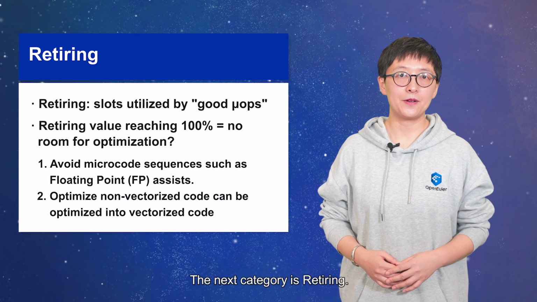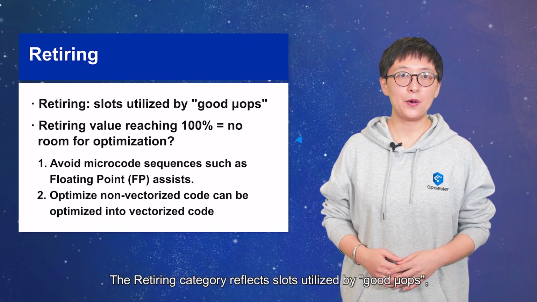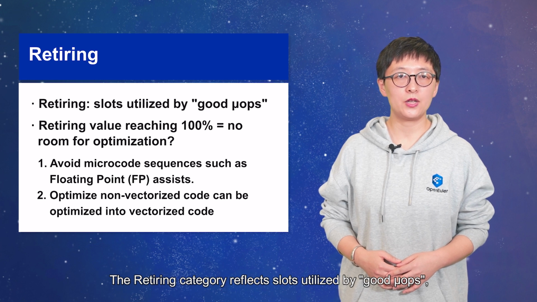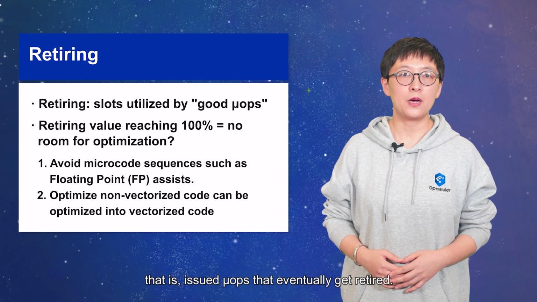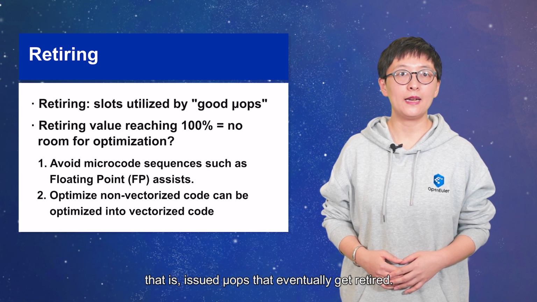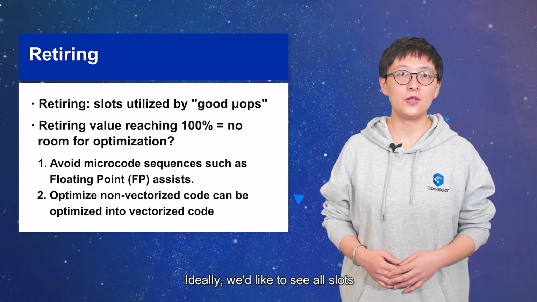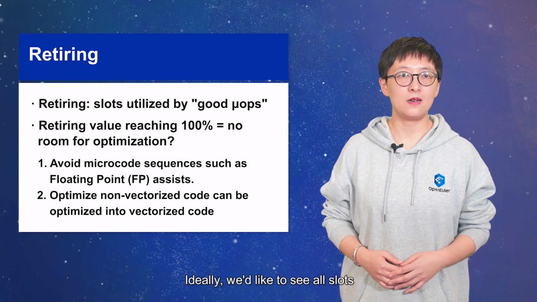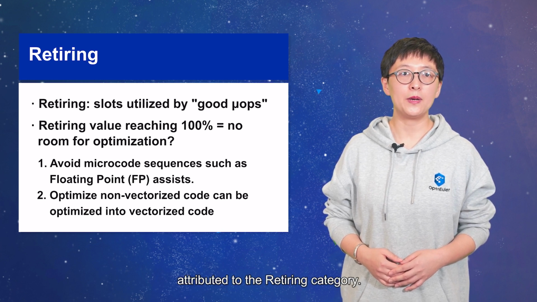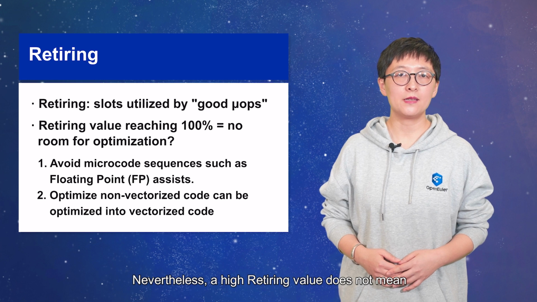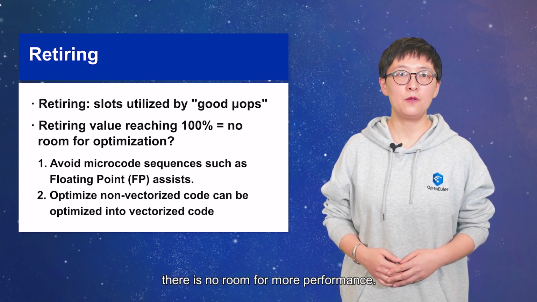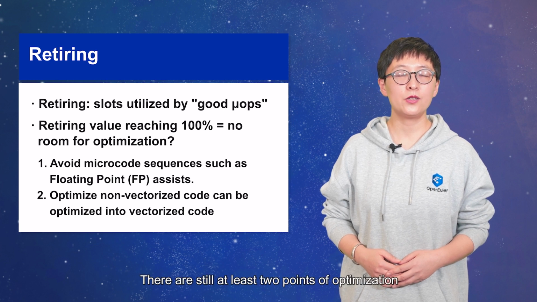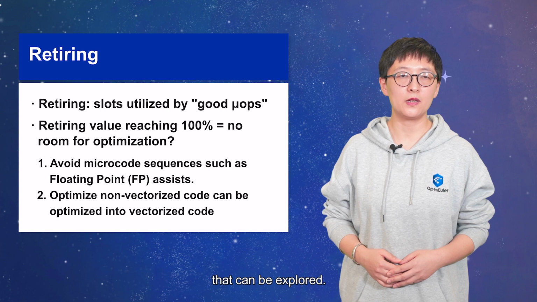The next category is retiring. The retiring category reflects slots utilized by good microoperations, that is, issued microoperations that eventually get retired. Ideally, we'd like to see all slots attributed to the retiring category. Nevertheless, a high retiring value does not mean there is no room for more performance. There are still at least 2 points of optimization that can be explored.